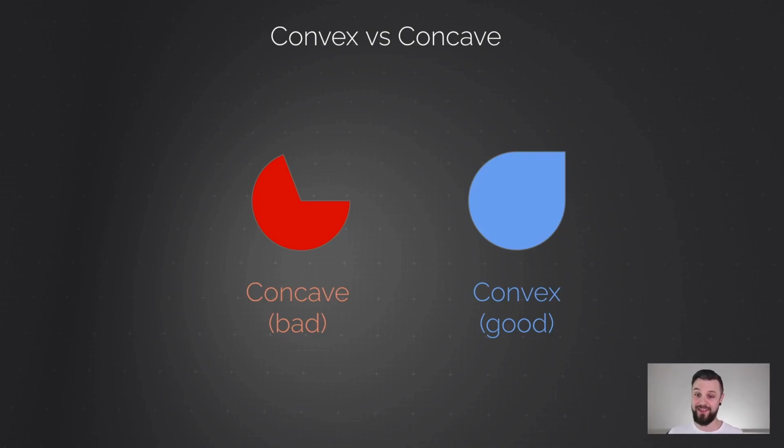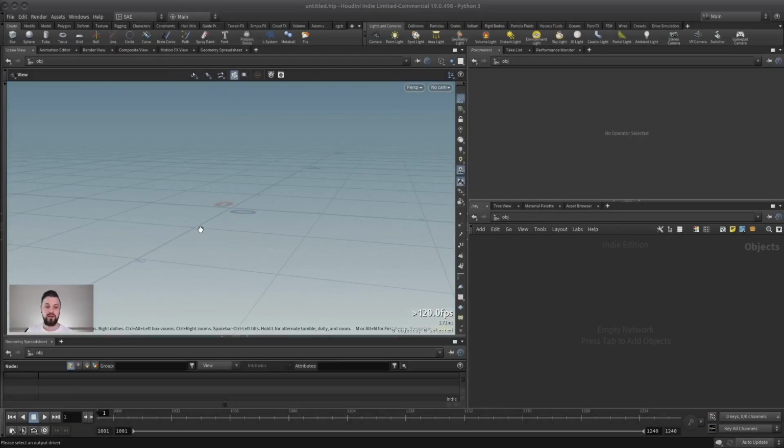Because of course you can still work with concave objects, but spoiler, you have to convert them into convex objects, and we will see how to do this next. And now let's have a look at ways of doing this. So first of all, because it's interesting, let's create this together.